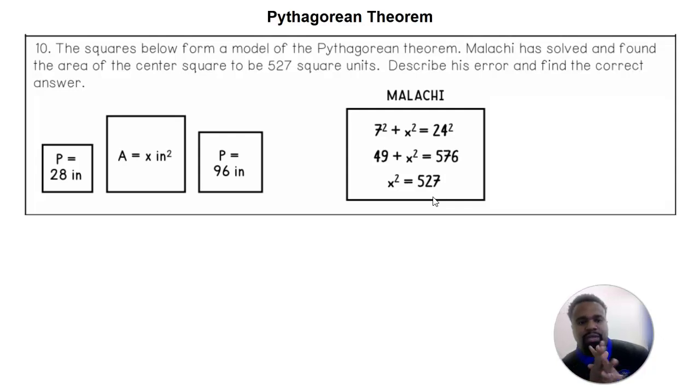Let's look at this. The squares form a model of the Pythagorean theorem. Malachi has solved and found the area of the center square to be 527 units. Describe his error and find the correct answer.